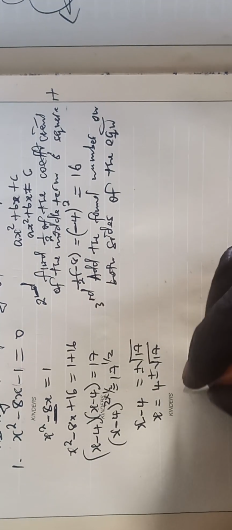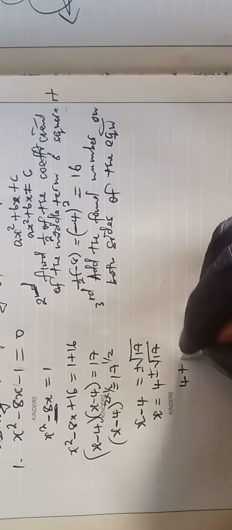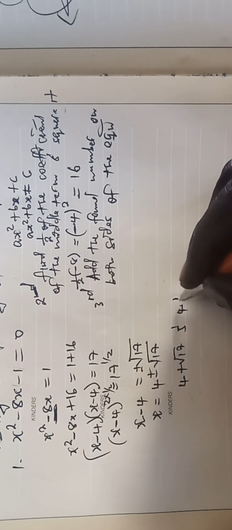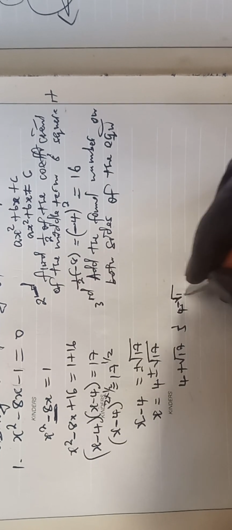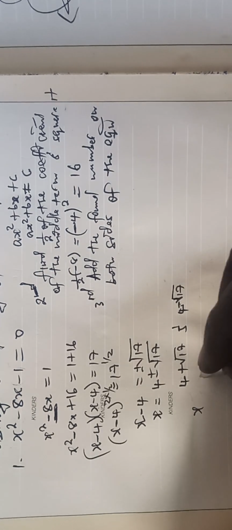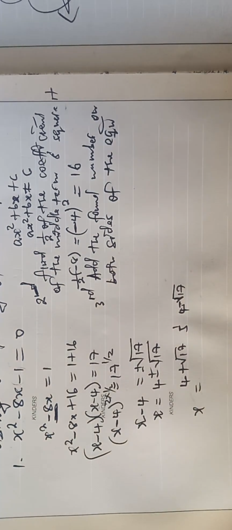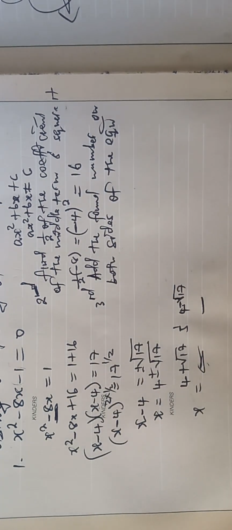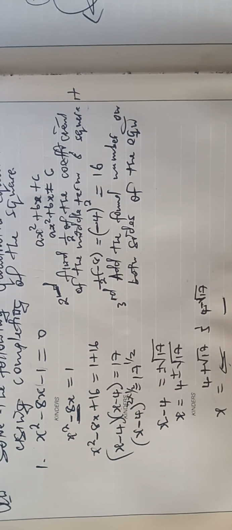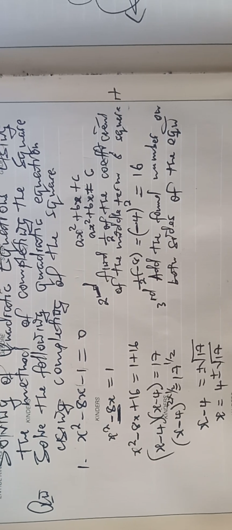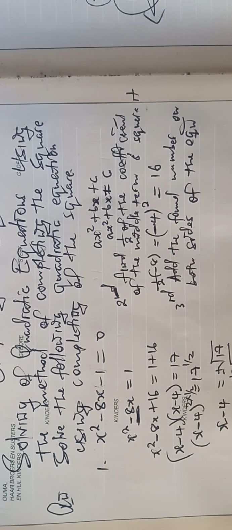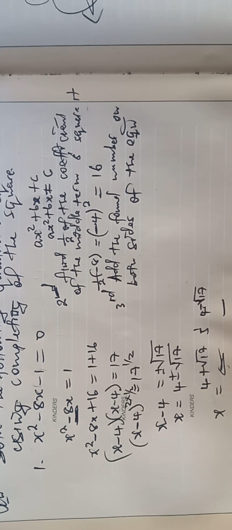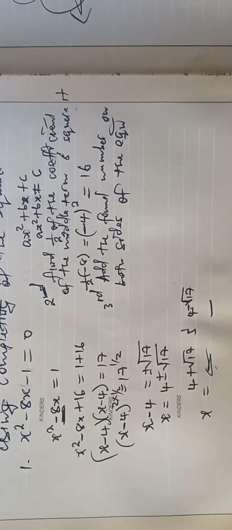If you punch in 4 plus square root of 17 and 4 minus square root of 17, you are going to get two values of x. These are the values that we get after solving the quadratic equation using the method of completing the square. So this is basically how we do it. And always remember that practice makes perfect.